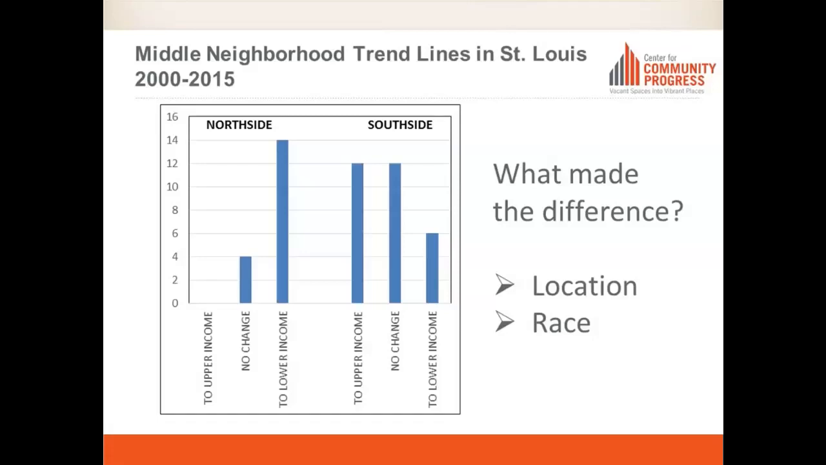So what we see here is that there was a dramatic divergence between predominantly white and predominantly black middle neighborhoods. Now, I'll back up here for a second because I think this is an important point to make.